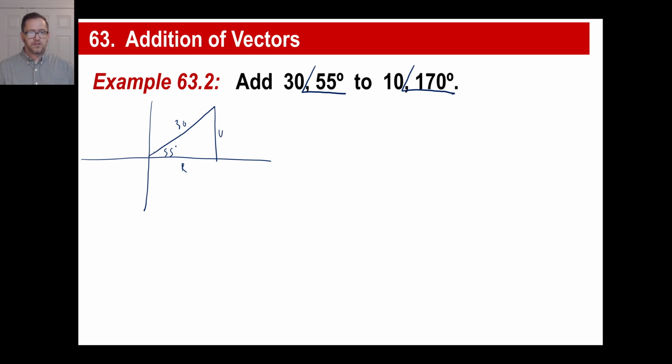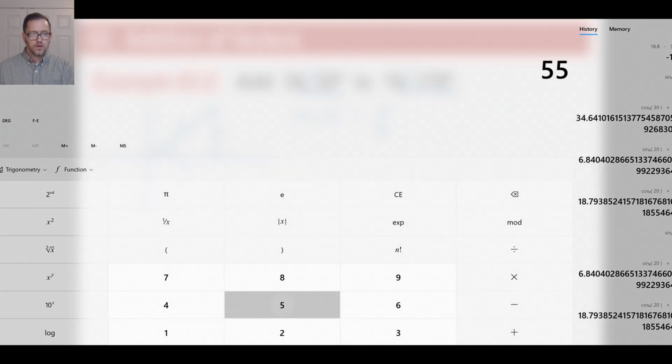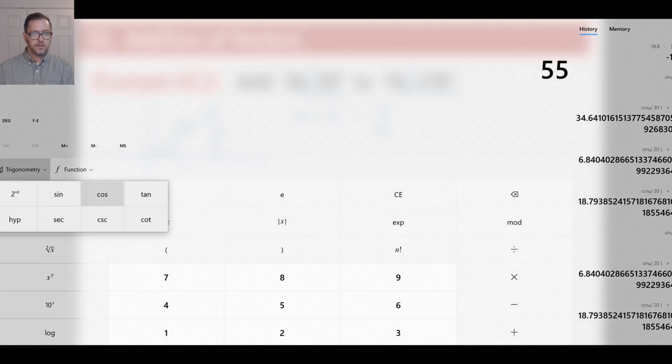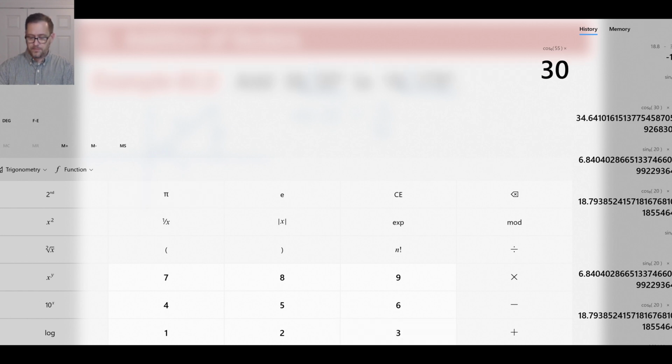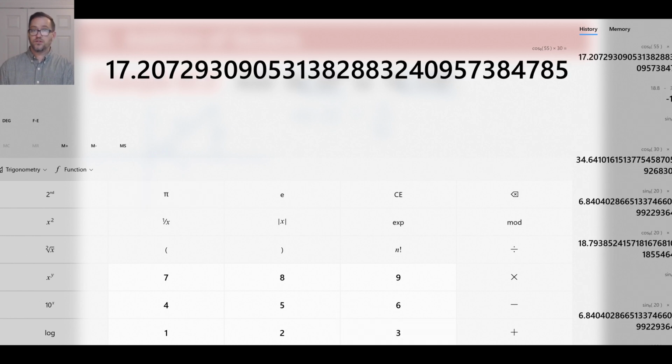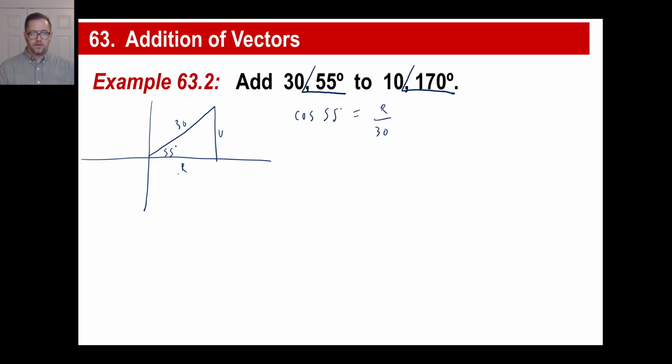Easy enough. All right. So let's take 55. Let's find the r first. So we have adjacent over hypotenuse. That is, by definition, cosine. So we have cosine of 55 degrees equals r over 30. All right. So cosine of 55 degrees, and we're going to multiply that by 30, and we get 17.2. All right, so we'll say this r is 17.2.